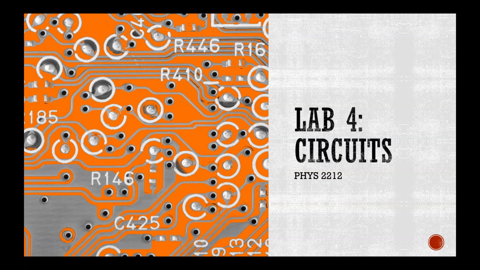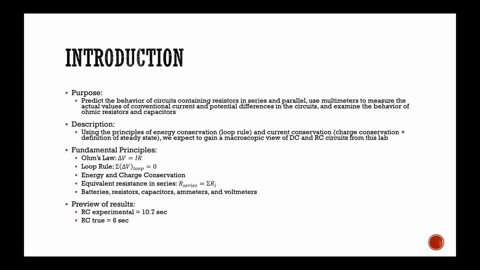This is the fourth Physics 2212 lab, circuits. So the purpose of this lab is to predict the behavior of circuits containing resistors in series and parallel, use multimeters to measure the actual values of conventional current and potential differences in the circuits, and examine the behavior of ohmic resistors and capacitors.